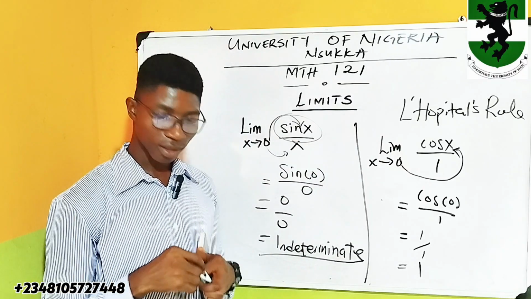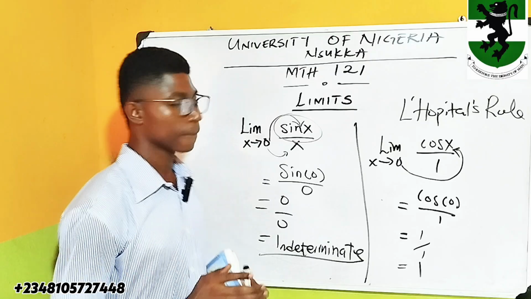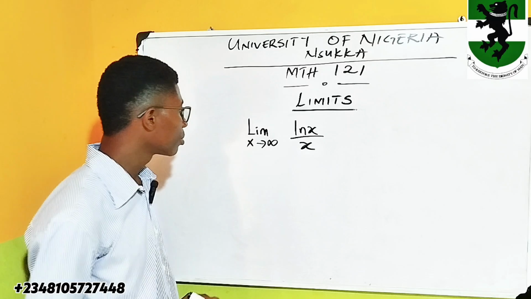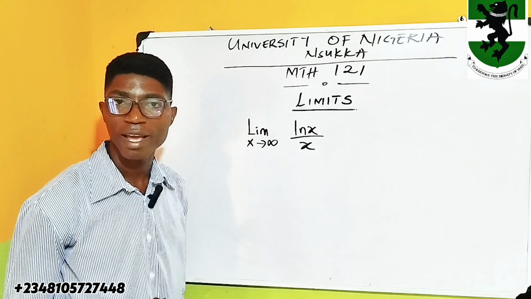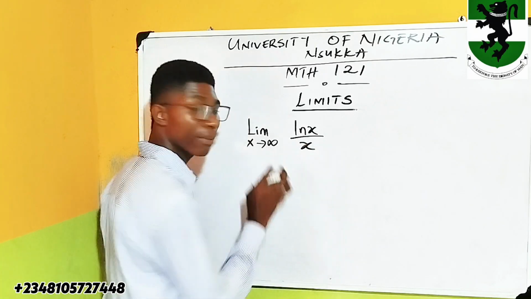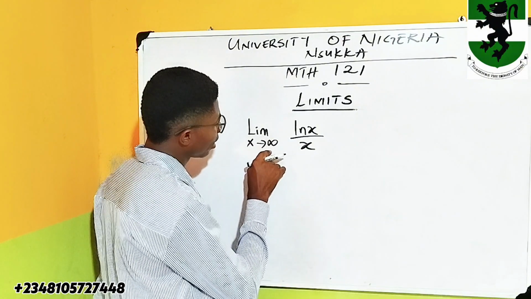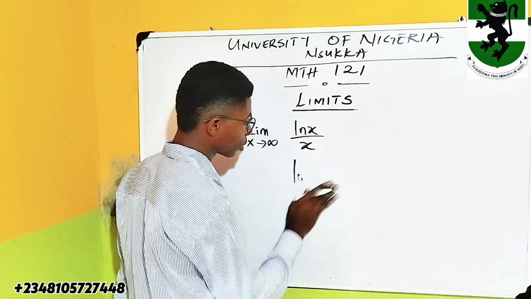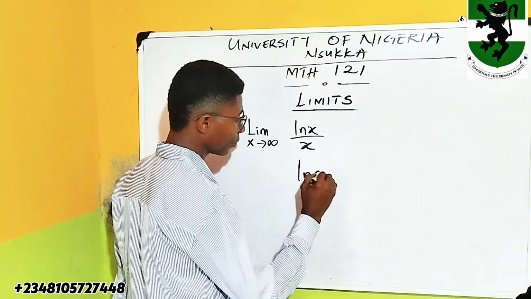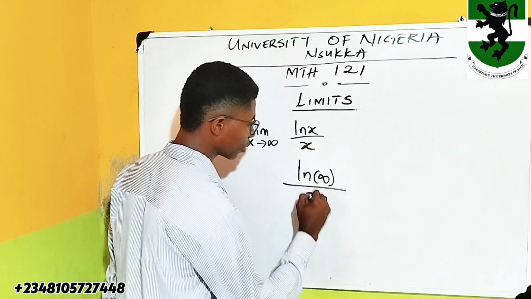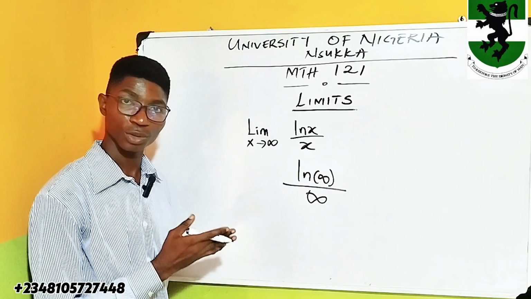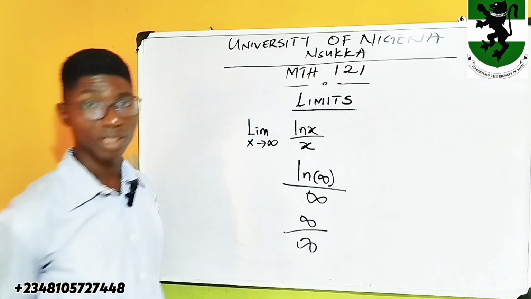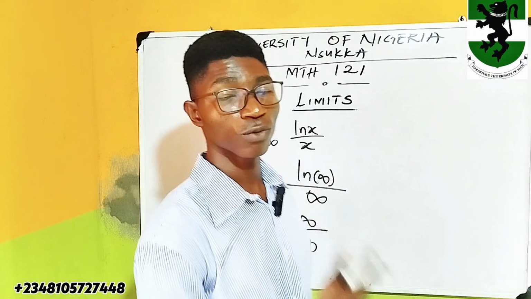So let's take our final question before we call it a day. I'm going to solve this question: the limit as x approaches infinity of ln x over x. By the method of direct substitution, as x tends to infinity, ln infinity all over infinity. Ln infinity is equal to infinity, so we have infinity over infinity. This is indeterminate. So you're going to solve this by the use of L'Hopital's rule.